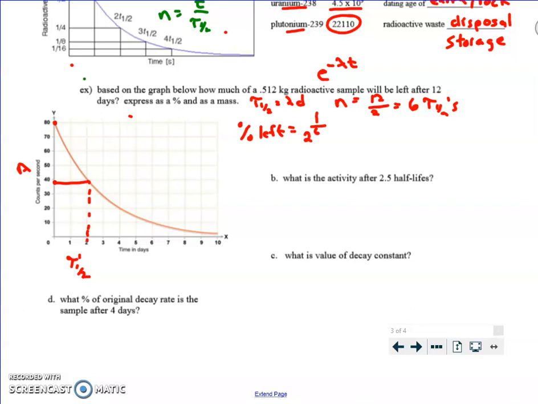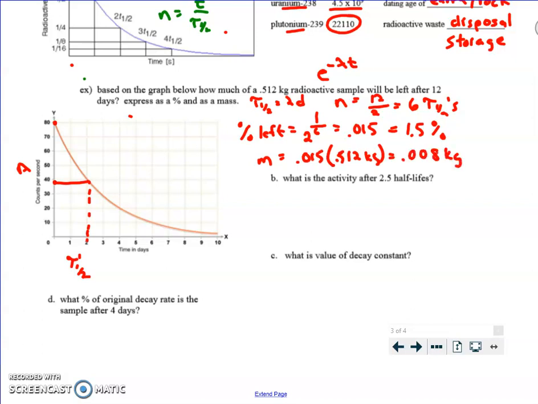because for each half-life we lose half. So 2 to the 6th is 0.015, which is equivalent to 1.5%. Okay, so very little of it's left. And so my mass that's left over is going to be 0.015 of the original mass, which is 0.512 kilograms. And so we're going to have about 8 grams left.